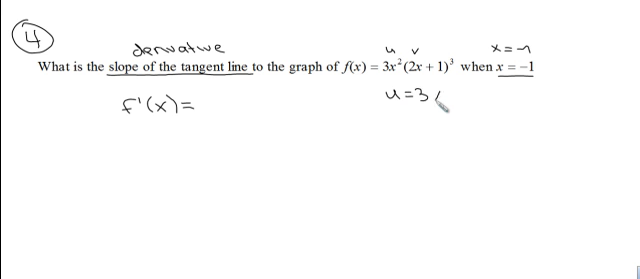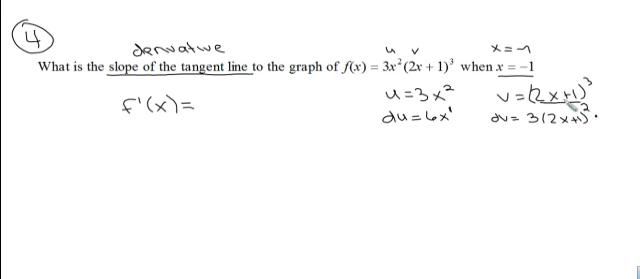So u is 3x squared. v is (2x + 1) to the third. The derivative of u would be 6x. Remember, subtract 1. For the derivative of v, I'm going to have to use the chain rule. I'm going to have 3(2x + 1) squared times the derivative of the inside. And the derivative of 2x + 1 is just 2. My derivative is 6(2x + 1) squared.